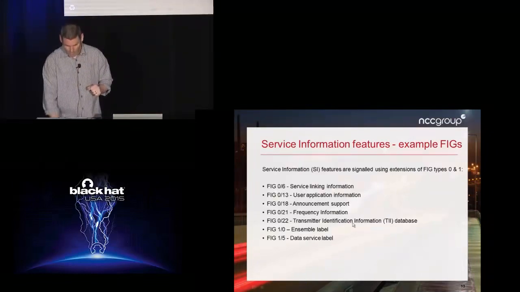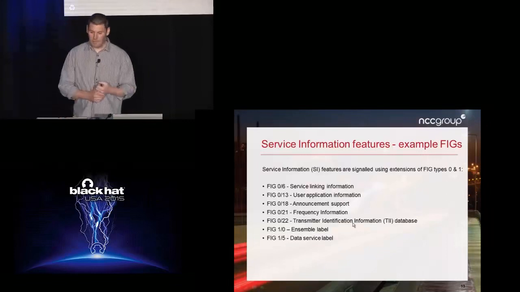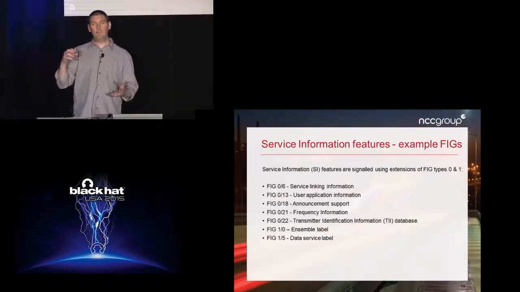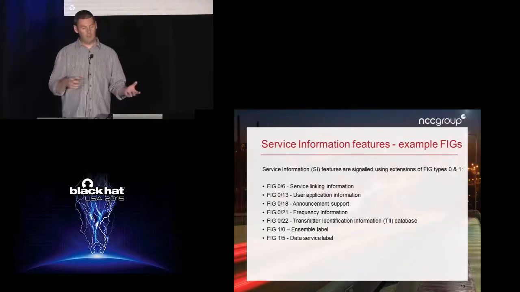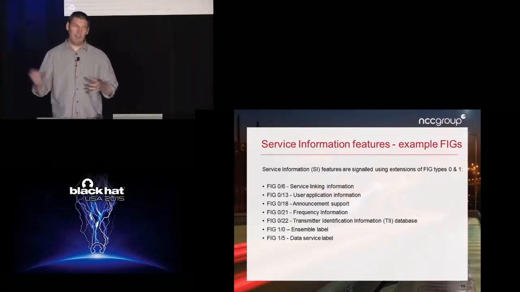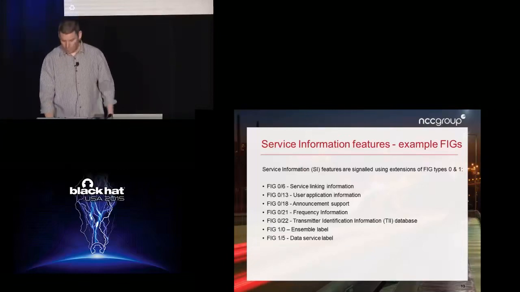Another one worth mentioning is the transmitter identification information database. It's another database that gets downloaded to the receiver in your car with physical geolocation information of the transmitters. So another large blob of data that's getting sent to your receiver to be processed.